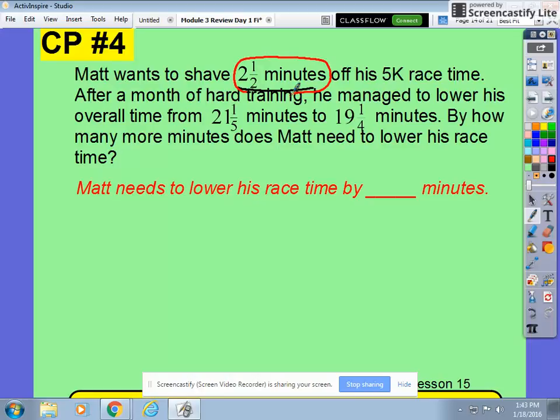We also know that he started off at 21.25 minutes and he got it down to 19.25 minutes. So we need to know how much he shaved his time by first, and then we need to compare it to that 2.5.